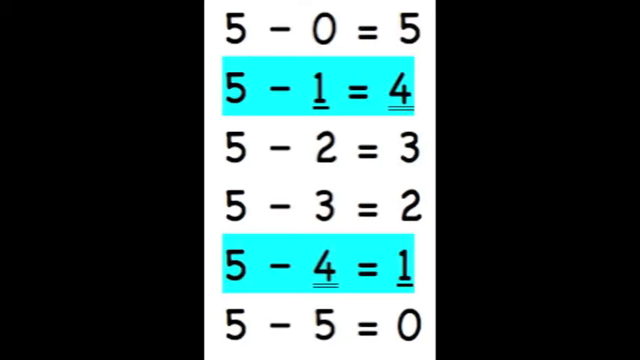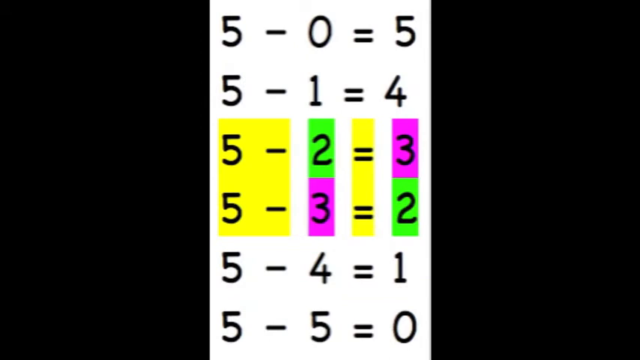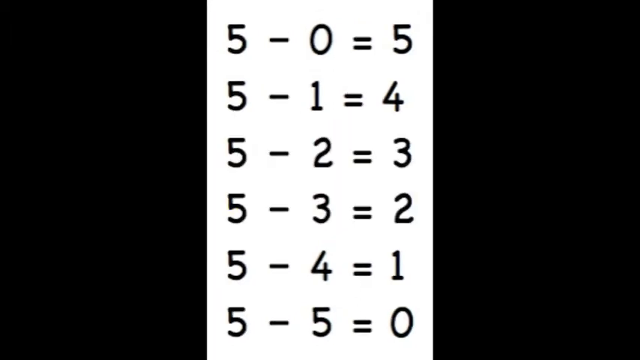And here we have the numbers 1 and 4. 5 take away 1 equals 4. 5 take away 4 equals 1. Just moved around in different positions again. And last of all, we have the numbers 2 and 3. 5 take away 2 equals 3. 5 take away 3 equals 2. Again, merely switched round the other way. And that's the end of our subtraction facts for 5. Hope you've enjoyed it. Enjoy calculating.